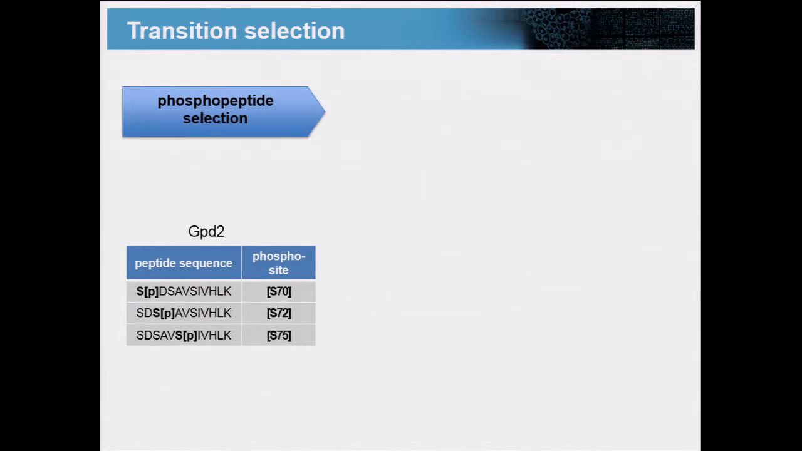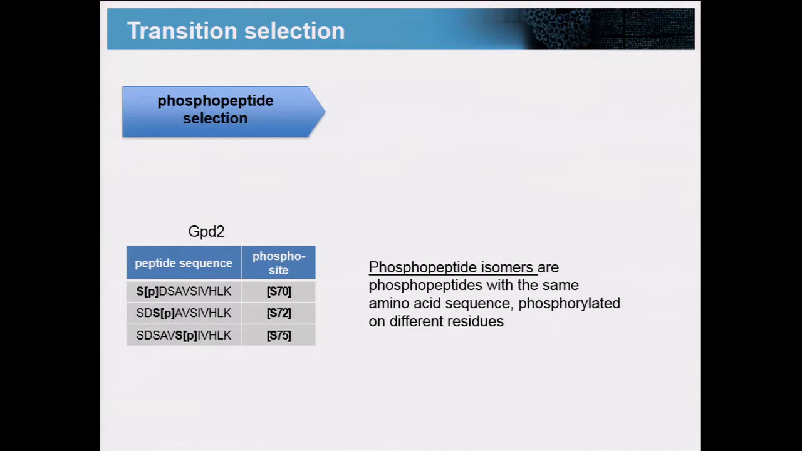And let's take an example. So this is a yeast protein. We have these different peptides, three different assignments. We're going to call them phosphopeptide isomers, and these are cases where the amino acid sequence is the same, there is one modification, but the localization of the modification is different. And these would be the phosphopeptide isomers.